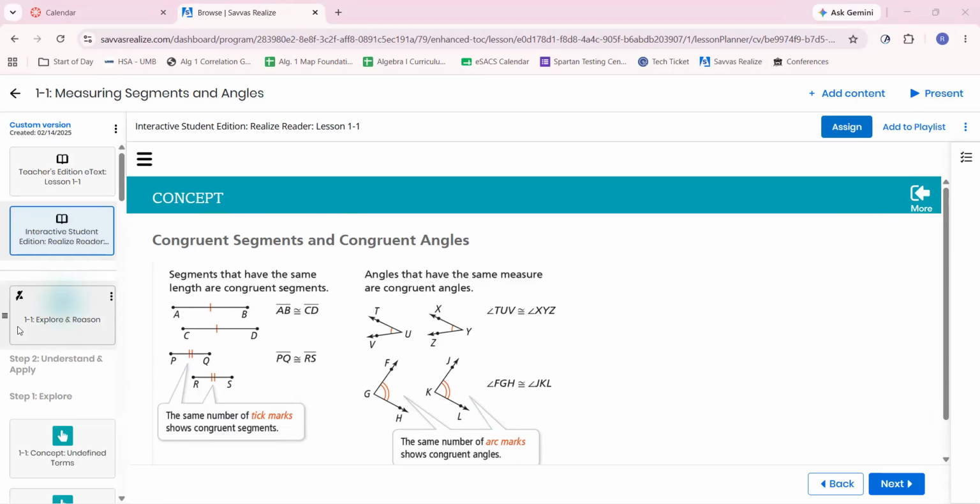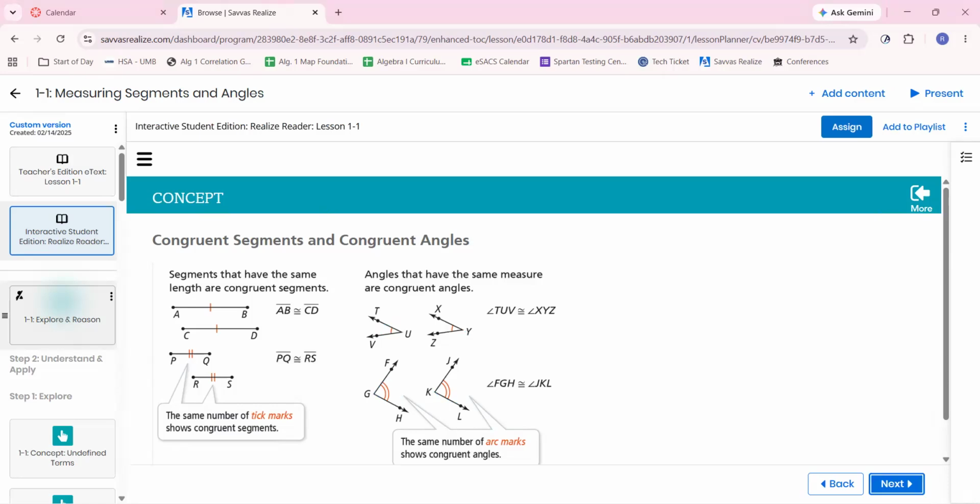For angles, we use arc marks. You may have seen them in previous problems. That means those are the same measure. If there are two arcs, and there's another angle that matches with two, those are the same measure as well. Okay, that's what those mean.